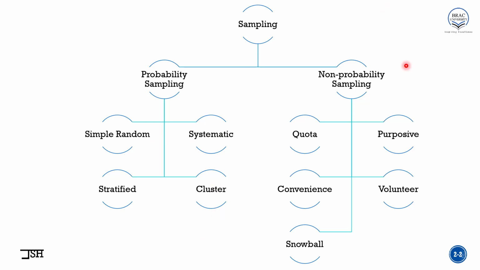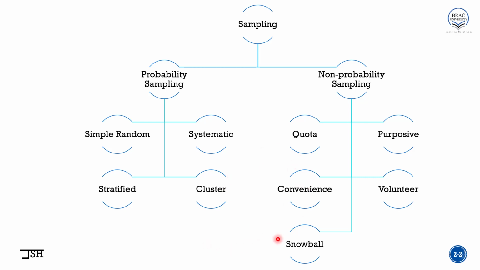Now on the other hand, under non-probability sampling, we have five different types of sampling method: quota sampling, purposive sampling, convenience sampling, volunteer sampling, and finally snowball sampling. So again, I'm going to explain each of these concepts very soon.